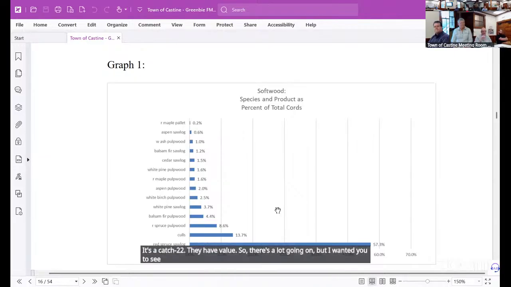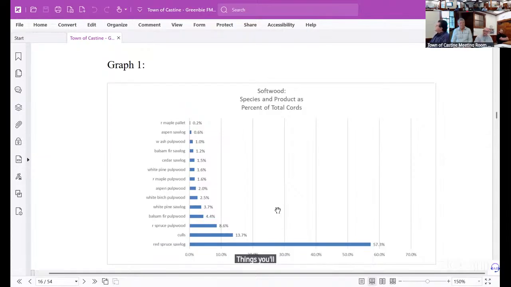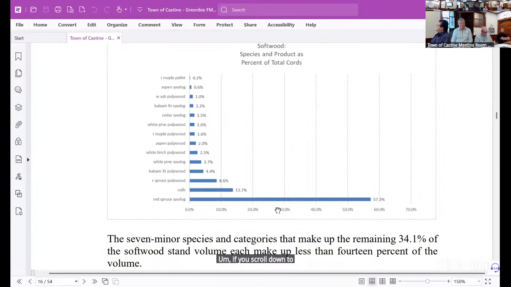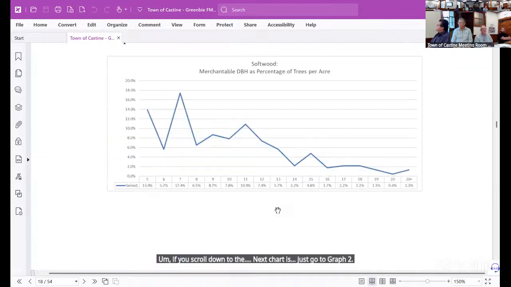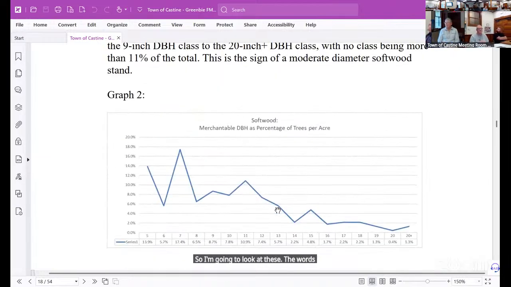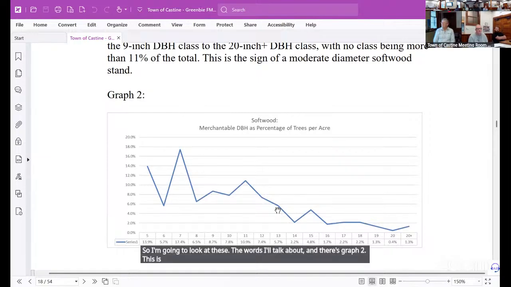But I wanted you to see that, that's the important thing, and for each of the three things you'll have similar ones. So if you want to scroll, that's species. If you scroll down, the next chart is, just go to graph 2. This is your diameter distribution. There's nothing exciting about it.